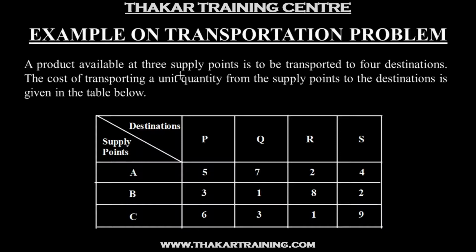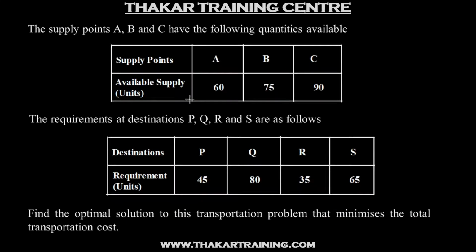A product available at 3 supply points is to be transported to 4 destinations. The cost of transporting a unit quantity from the supply points to the destinations is given in the table below. So all these are the costs of transporting a unit quantity from a particular source to a particular destination. So this 8 over here is the cost of transporting a unit quantity from supply point B to destination R. Further, the supply points A, B and C have the following quantities available. So these are the different source capacities.